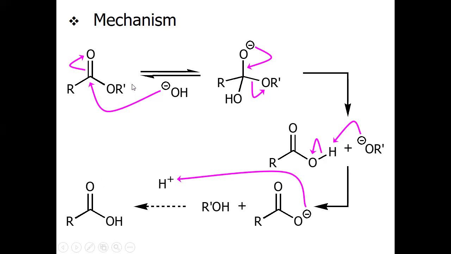This is how the ester could be converted into the carboxylic acid. It means it is a two-step reaction. The first step, the reaction with base to give you the salt of carboxylic acid, and the second step, the reaction with the acid, or we can say the acidic workup to give you the carboxylic acid.